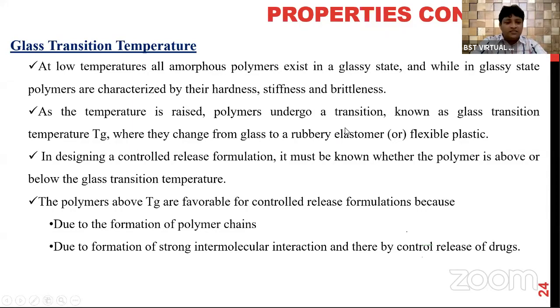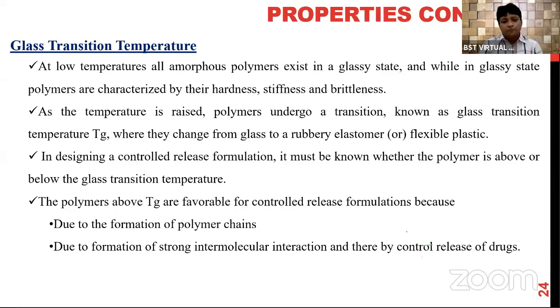So what kind of transition? The transition is the change of glass to a rubber elastomer. That means whenever the temperature increases, it will start melting. When it starts melting and converts into an elastomer phase, with somewhat elastic properties, that is called the glass transition temperature.